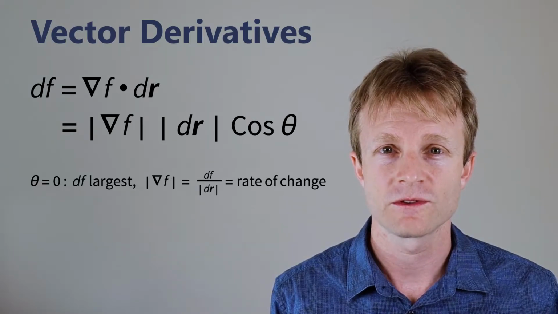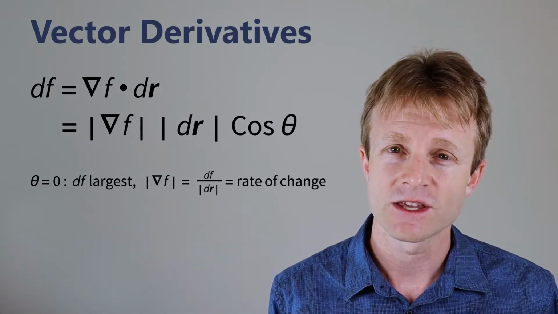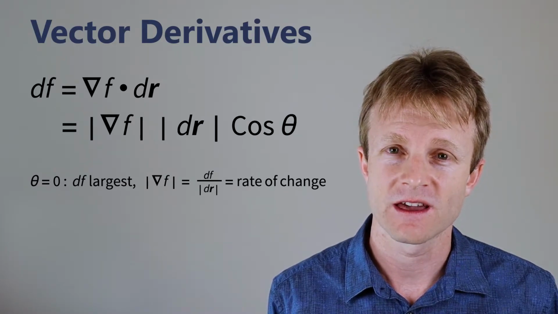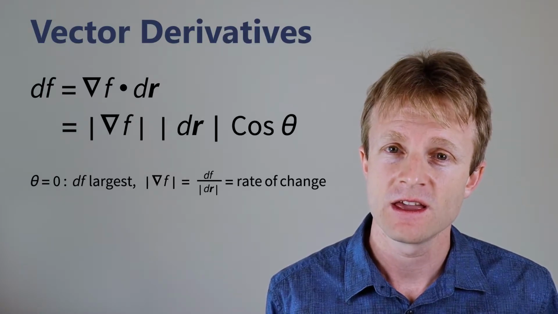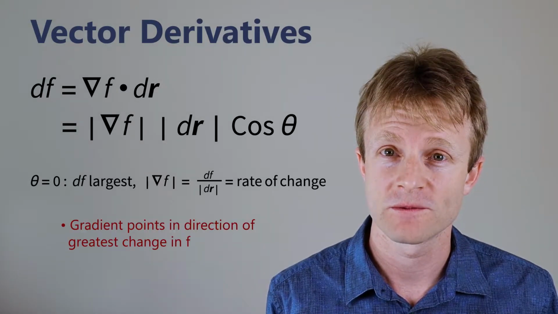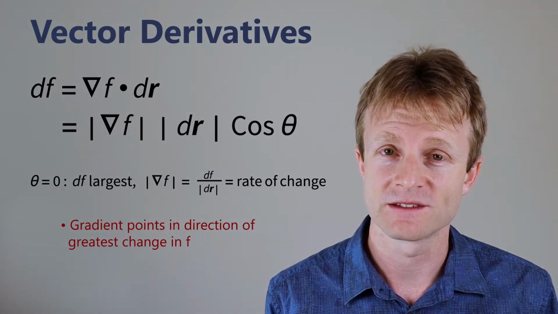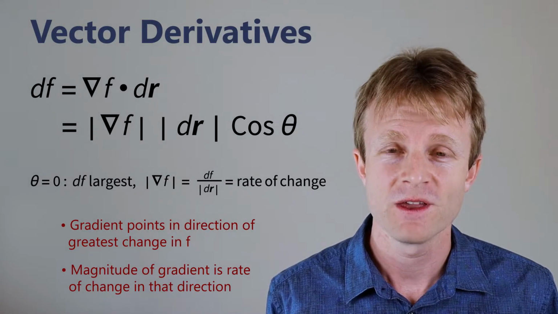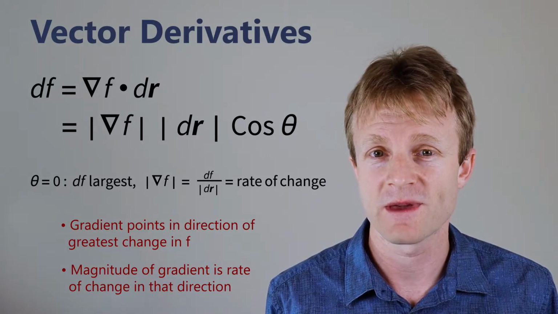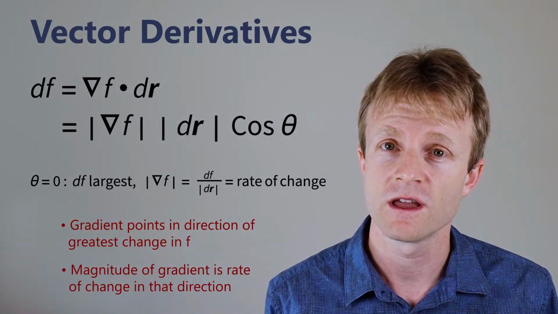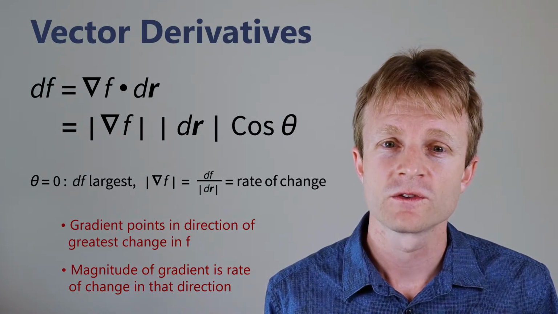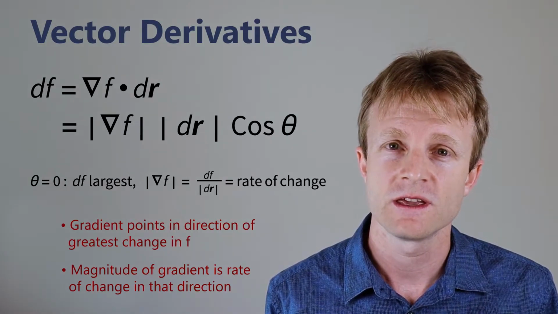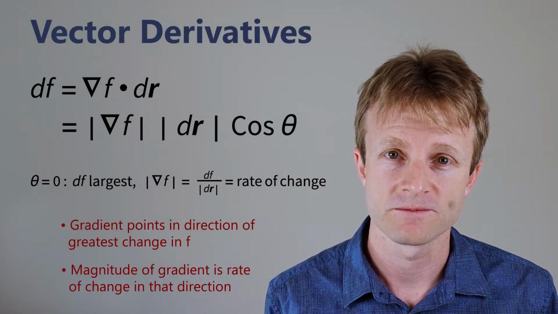Now, when theta equals 0, we're parallel to the gradient of f, and cosine theta is at its largest. It's equal to just 1. So this is telling us that the direction of the gradient of f is the direction in which f changes the most. And the magnitude of the gradient of f is just equal to the rate of change, because now this is a scalar equation with theta equals 0, so we can just divide by the magnitude of dr and think of it as df over dr, which is the slope. So the gradient points in the direction of greatest increase of f, and its magnitude is given by the rate of change in that direction.